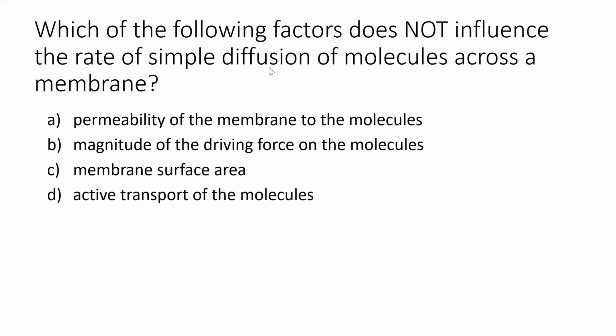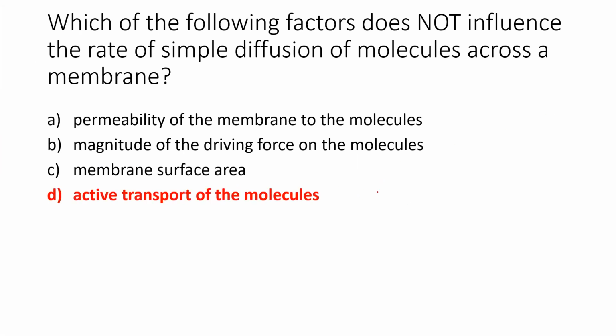So we know that the permeability affects the rate, the magnitude of the driving force affects the rate, the exposed surface area affects the rate. Active transport is actually very counterproductive to simple diffusion. Active transport is the opposite, right? This is simple diffusion. It's going to be down the concentration gradient. It's actually going to be passive, and so it has nothing to do with active transport. Okay, excellent. So the answer here is D.